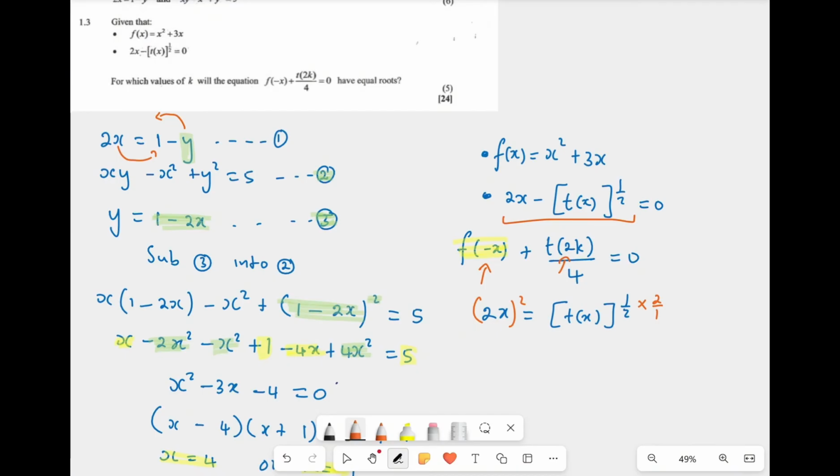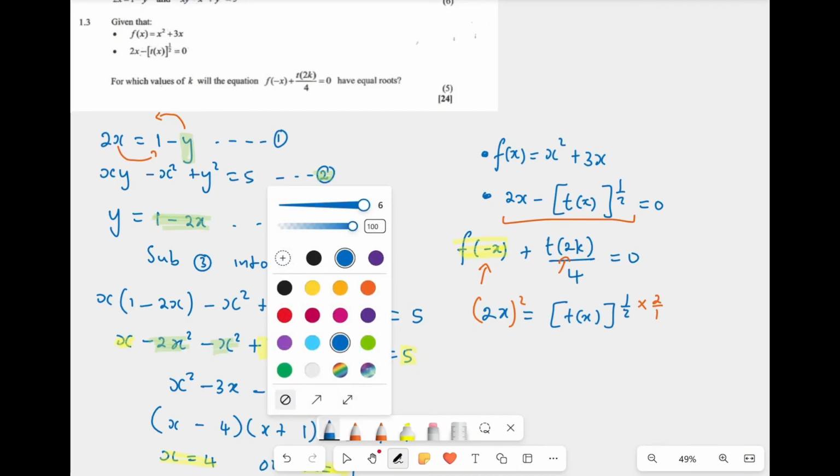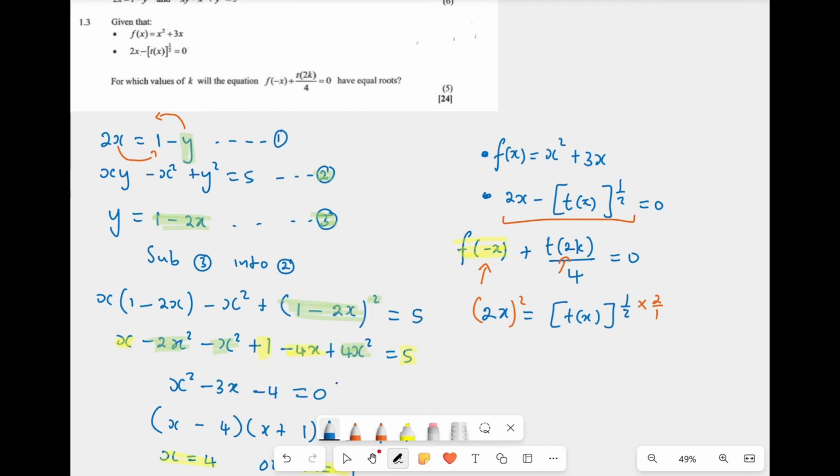Now this will be 2x all squared, which is the same as 4x squared. And then this and that reverse each other. So this is equal to t of x. Now I do have the equation of t of x. I do have the equation of f of x. I can now set up the equation that is in question.